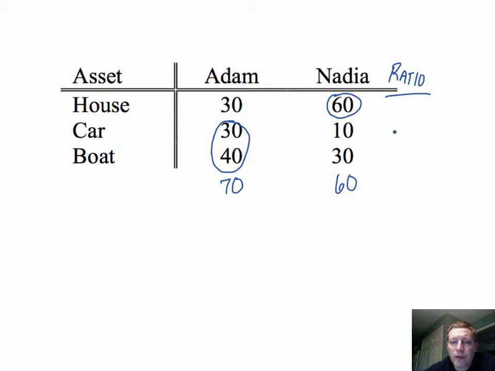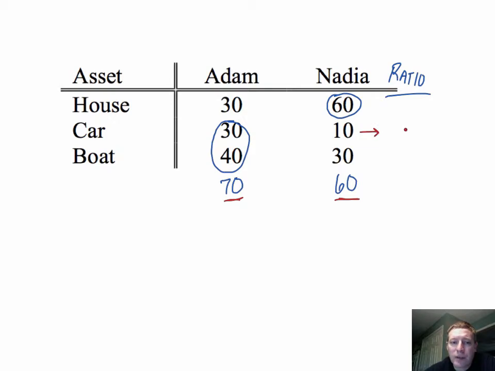So the way we do this ratio, and this is the important thing, is from the highest point person to the lowest point person. We will always do that ratio that way just to keep it straight in our mind that we do it the same way every time. So since Adam had more points than Nadia, we're going to do the Adam to Nadia ratio in each of these two items that we want to decide.